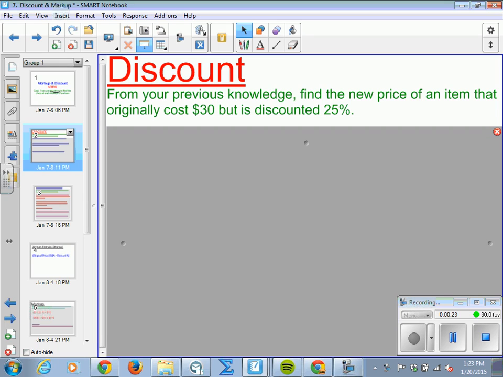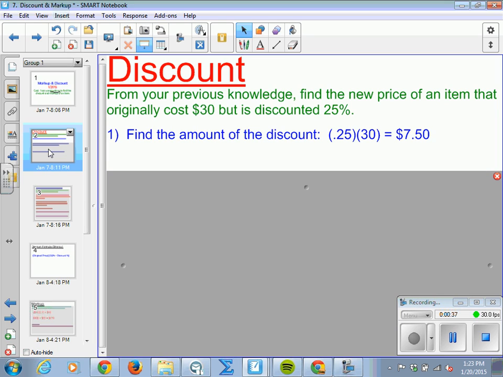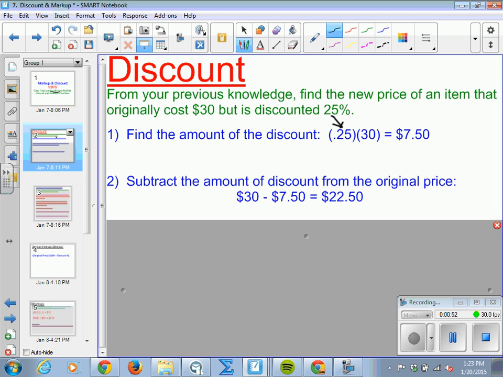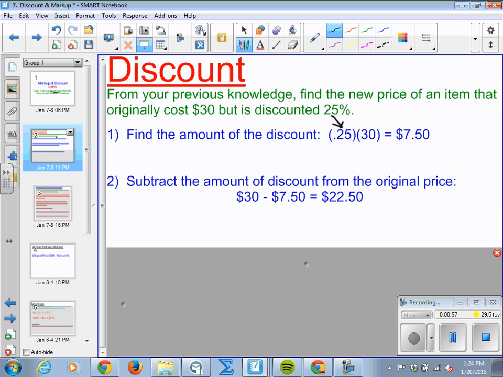From our previous knowledge, we can find the new price of an item that originally cost $30, but is discounted 25%. So we're going to find the amount of discount, which is taking 25% of 30. Remember we learned in the previous lesson that the word "of" means multiplication, and 25% can be converted to 25 hundredths. So we find 25 hundredths of 30, which is 7.50. Subtract the amount of discount from the original price, which is 30 minus 7.50, to give us 22.50.